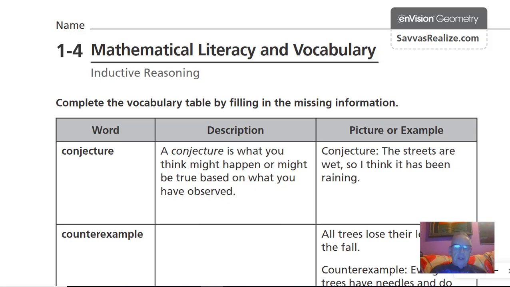This video accompanies our 1-4 mathematical literacy and vocabulary on inductive reasoning.